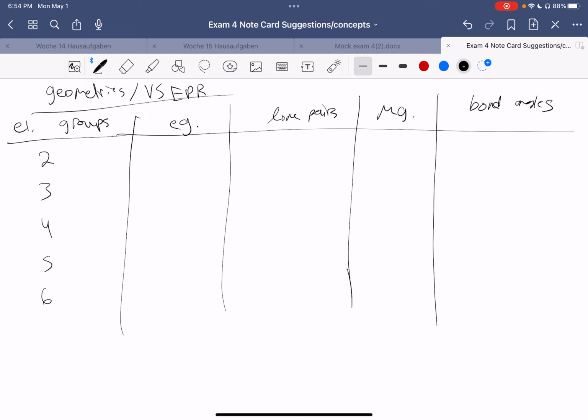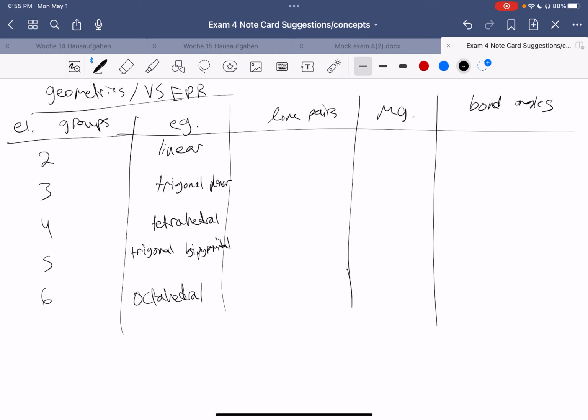Okay, so the electron geometry for something with 2 electron groups is going to be linear. With 3 electron groups around the central atom, it's going to be trigonal planar. With 4 groups, it's going to be tetrahedral. With 5 groups, it's going to be trigonal bipyramidal. Okay, and then 6 groups is going to be octahedral.